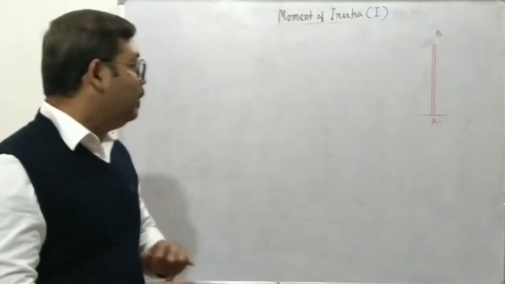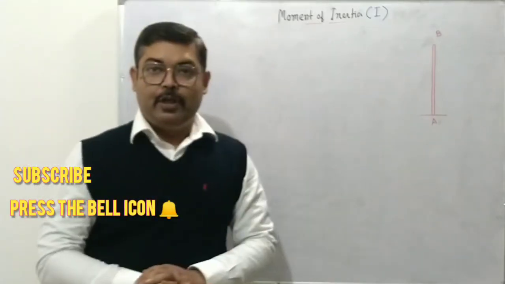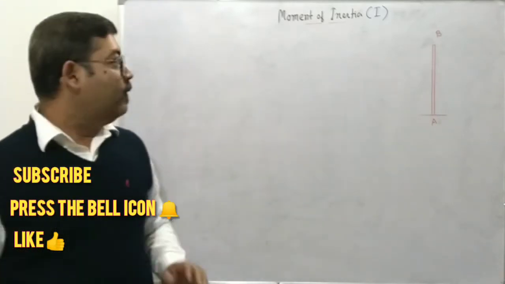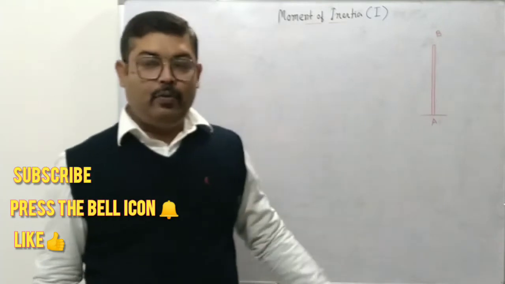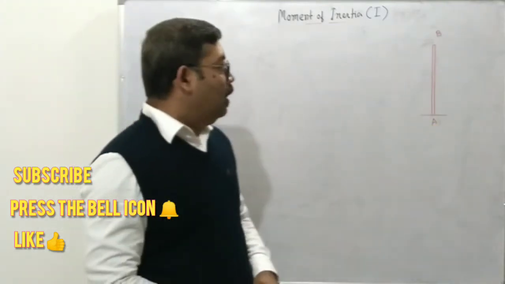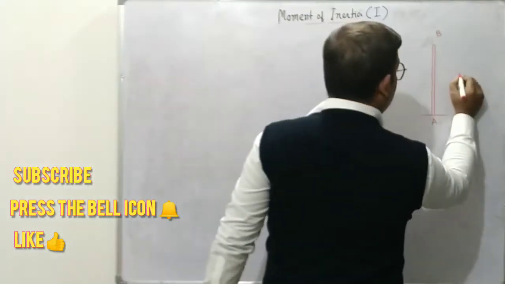As promised in my last video, today we will be taking up certain problems related to moment of inertia. Now, for the first problem, we have been given that there is a uniform rod AB standing on its end A on the ground, and then it's allowed to fall. The length of the rod is given to be L.